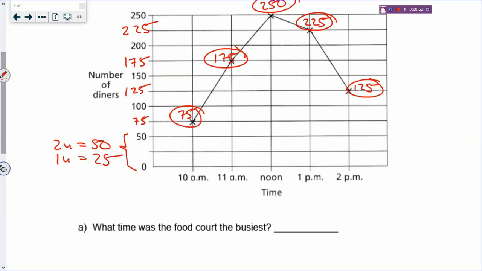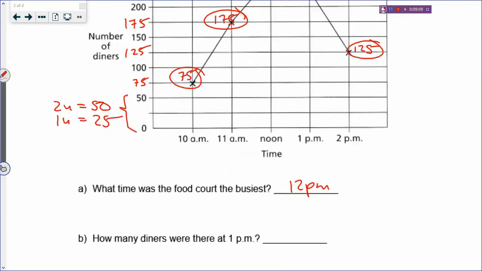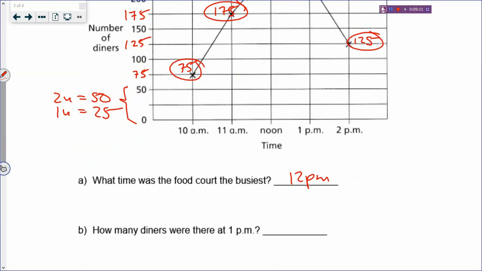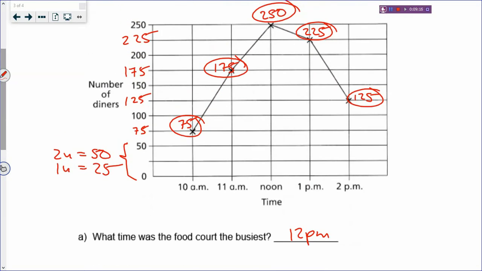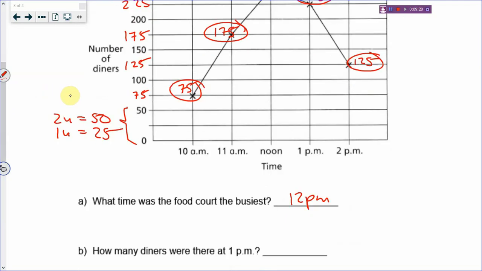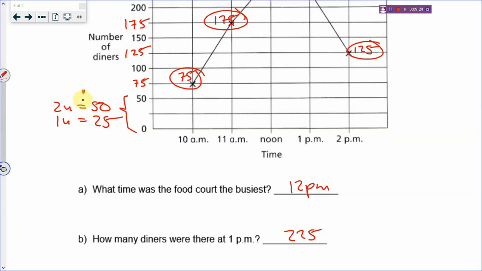So what time was the food court the busiest? So what do you do? You look for the highest point. The highest point is the most number of diners, which is noon time, or you can call it 12 p.m. Alright, the highest, that is the most number of diners. Okay, let's go to part B. How many diners were there at 1 p.m.? You can see that because you have put the numbers on the line graph, it's very easy to get your answer. So 1 p.m. there are 225 diners. So you just put 225, right? And then let's go to the next one.